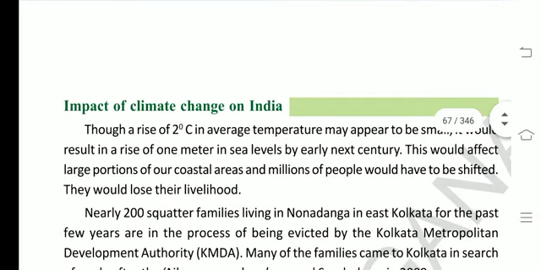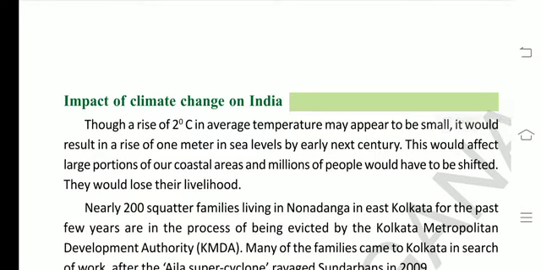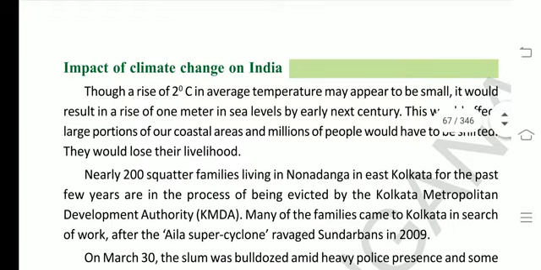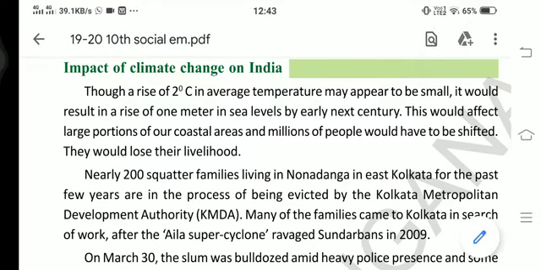So what will be the impact of this global warming on climate? When temperatures increase, how much, you need to understand here: if the average temperature increases by 2 degrees Celsius, it would result in a rise in the sea water level by the next century of up to 1 meter. That means the water level in the sea rises up to 1 meter.